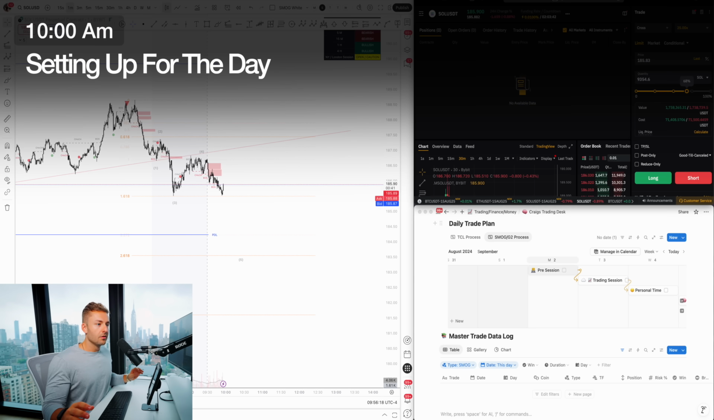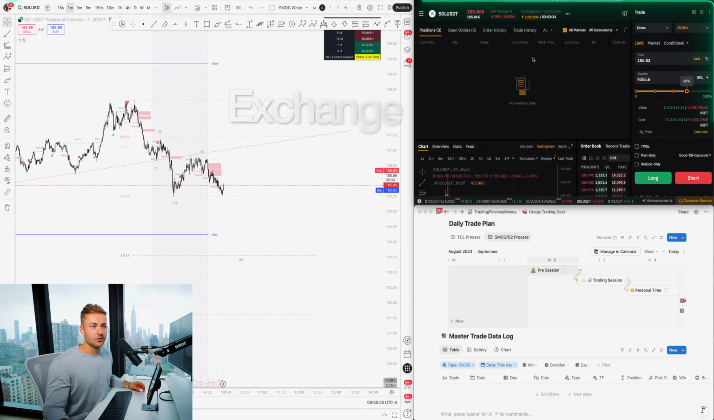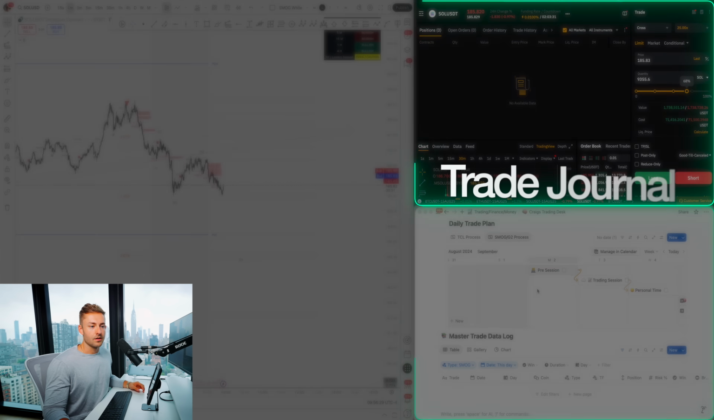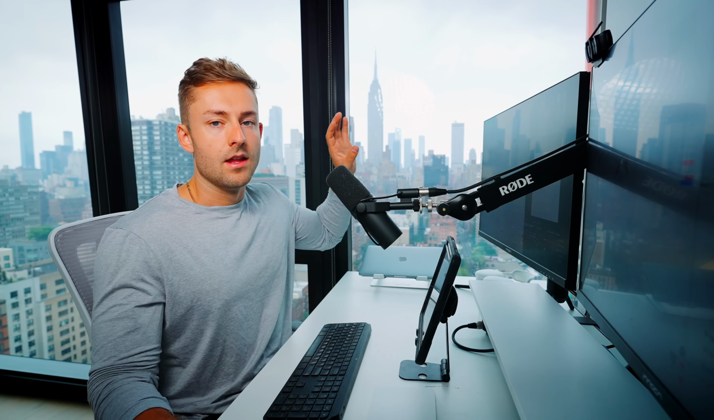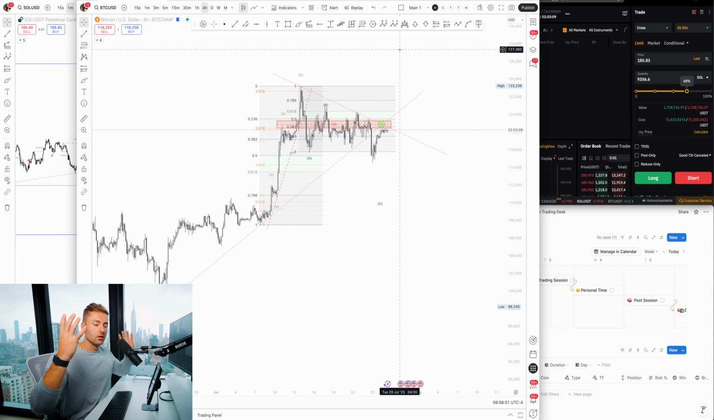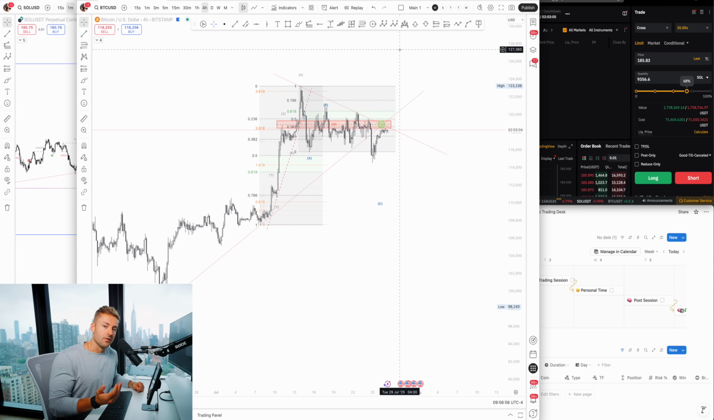All right, so first thing that I'm always doing is setting up my desk. I have my TradingView here, which is where I'm going to be doing my charting. I have my exchange here where I'm placing my trades, and then I have my trade journal, which is going to walk me through my progression for the day as far as what I need to do, what I need to look for, and so I can track my actual data. And then over here in the other monitor, I have an overall large view of Bitcoin, which is going to allow me to figure out where I think the market is likely to go for the day, and then potentially be able to take even bigger trades if it is right.